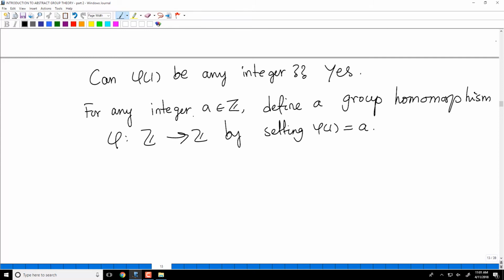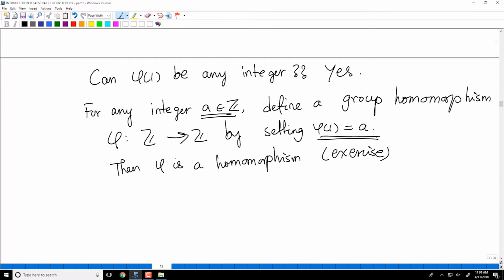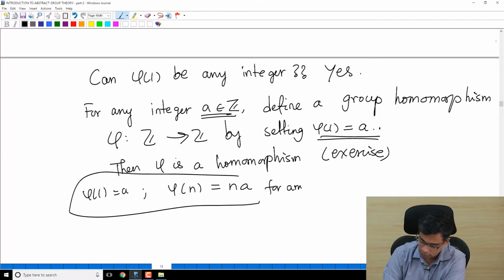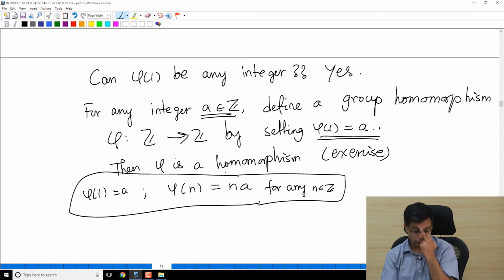Then phi is a homomorphism. This is what I am claiming. This is the exercise that we have done. No matter what a is, I can declare phi of 1 to be a, and once phi of 1 is a, phi of n will automatically be na, right? So for any n, this is the homomorphism that is determined by a.